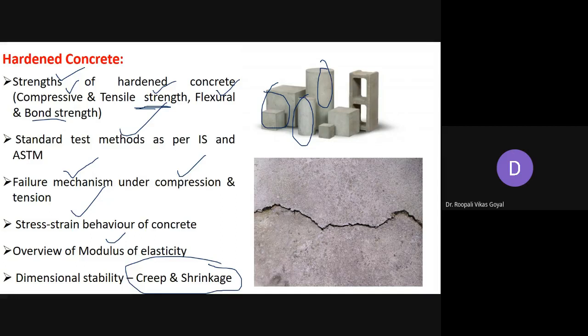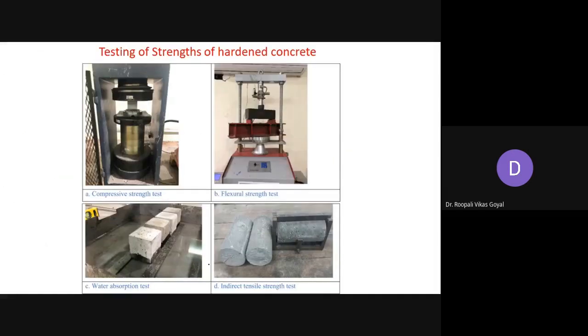So the very important thing is the strength aspect. Before going to testing of compressive, tensile, flexural, etc., we should know about this strength aspect, that is, what are the factors that are affecting strength. Here in the figure, these are the testing methods which are shown. This is the compressive strength test, shown with the help of a cube under a compression testing machine.